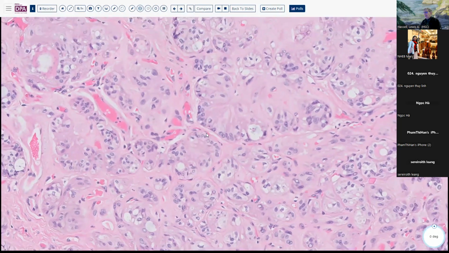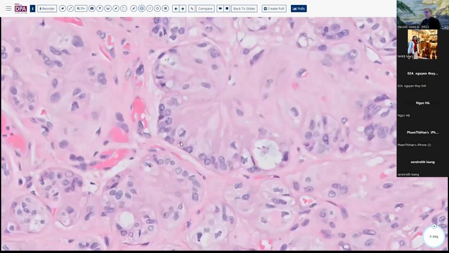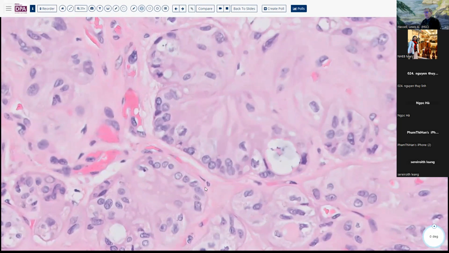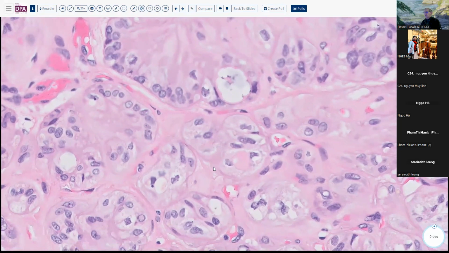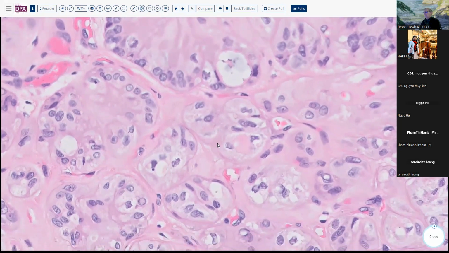We might think about a sclerosing variant of papillary thyroid carcinoma, because these nuclei are a little bit atypical. There's maybe a groove or two. But there are a couple of features that may, if we look closely, help us. So notice here, there's a little bit of a yellowish tinge to some of the cytoplasm. Here we have a nuclear inclusion.